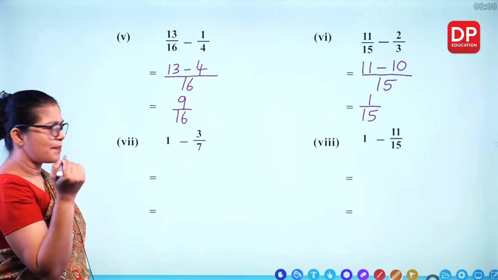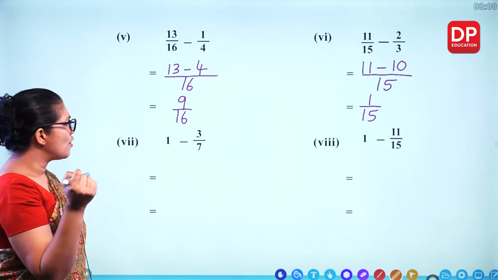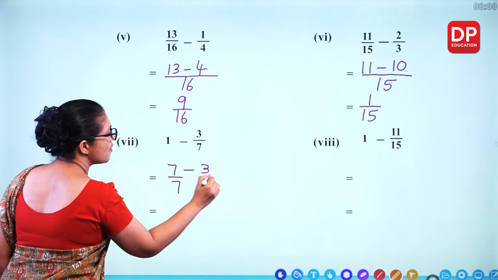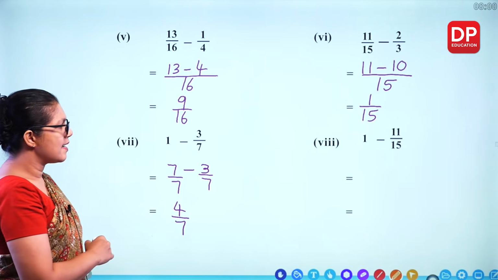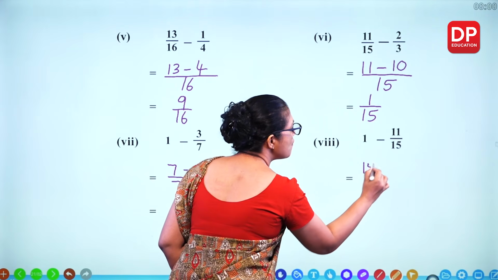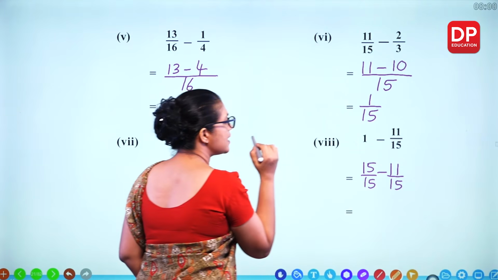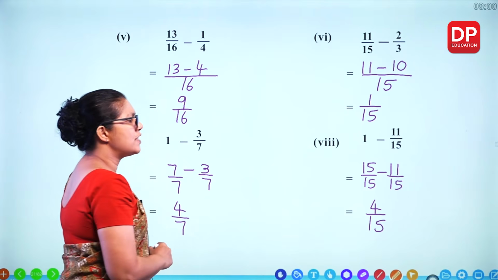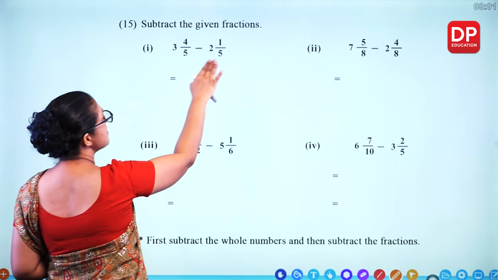Here 1 is there. How do you convert to the same denominator? 7 is the denominator there. So we can write 1 as 7 over 7 minus 3 over 7. So 7 minus 3 is 4. So 4 over 7 is the answer. 1 minus 1 over 15 means I can write 1 as 15 over 15. Now 15 minus 11 is 4. So 4 over 15.